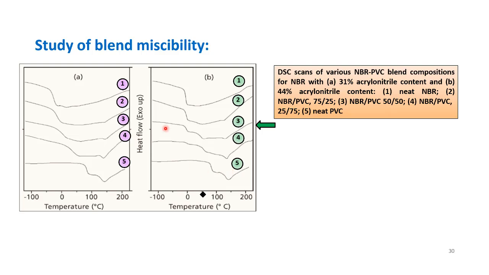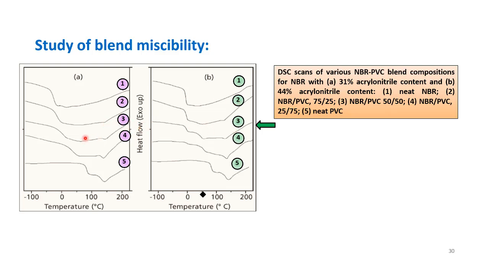If those are very miscible, then we'll get shifted Tgs. Here is an example of an NBR-PVC blend composite with the percentage of acrylonitrile content keeping on increasing. The first one is 31% acrylonitrile, and the second one is 44% acrylonitrile. In both cases the first is the neat NBR, then NBR-PVC, where PVC is 25% in both cases, and then we are increasing it to 50%.